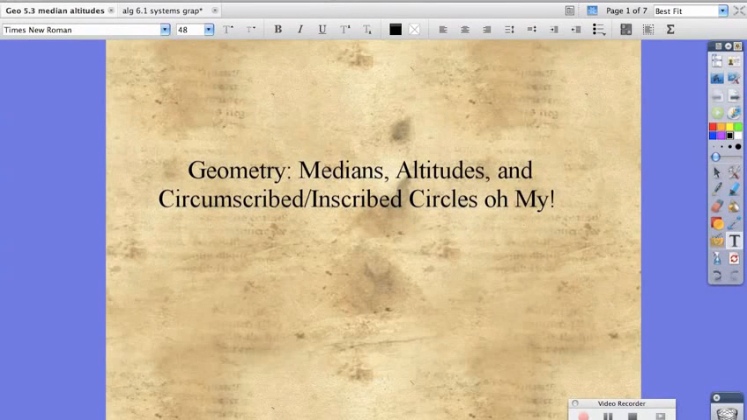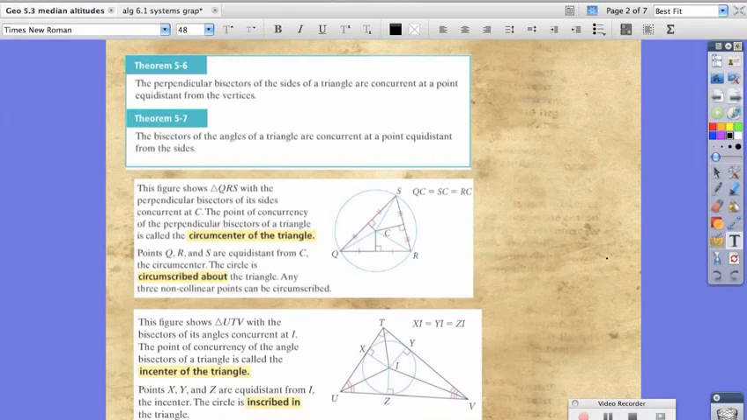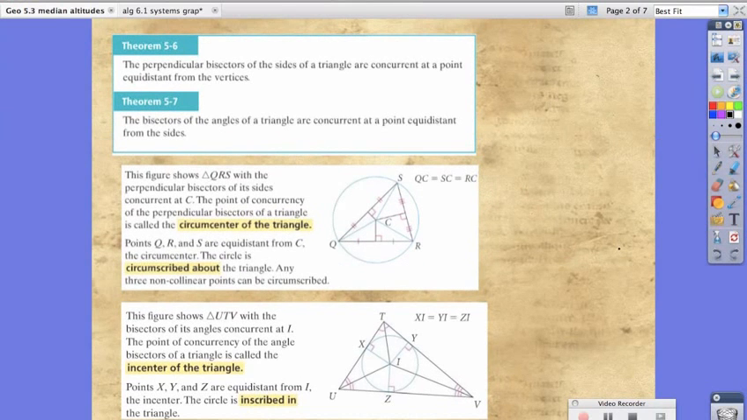Hello students, today in your geometry class we're going to be discussing medians, altitudes, and circumscribed and inscribed circles. To start, there's a lot of definitions, so you want to make sure you're really paying attention. I'm going to read it to you, and then we're going to give you a picture to help you see it a little bit more clearly.